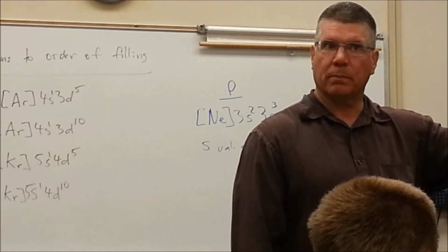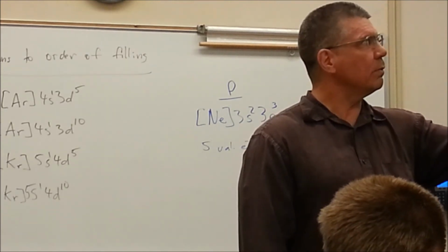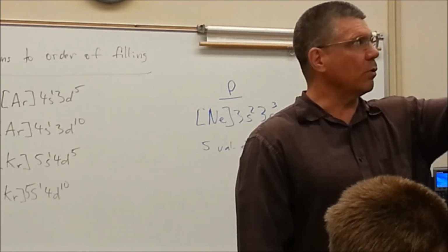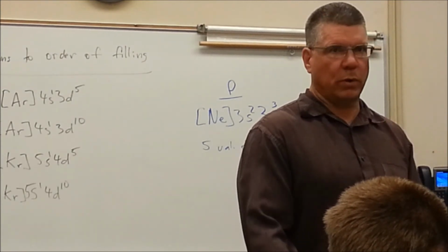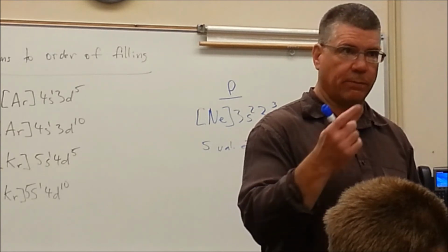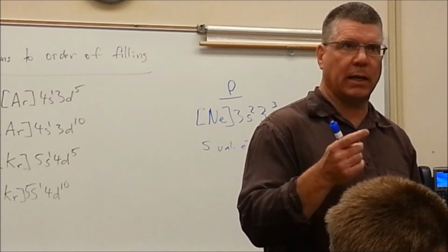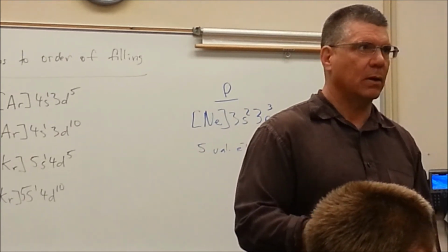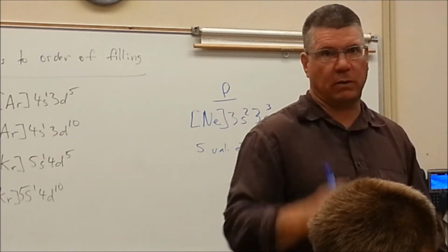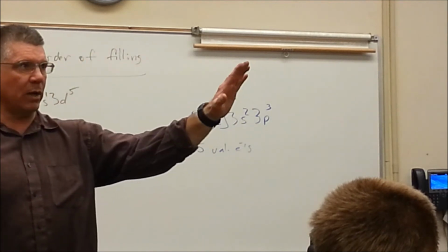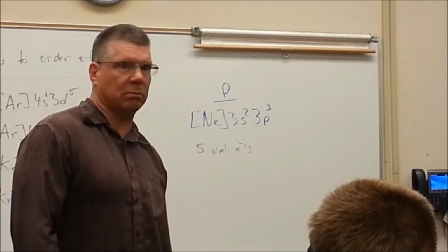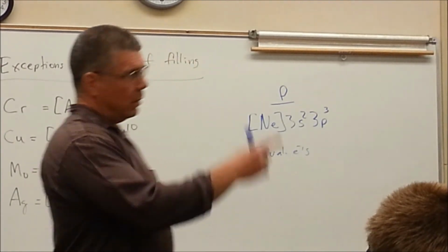Beneath carbon, 4. Nitrogen, 5. Oxygen, 6. Fluorine, 7. Now, when we get to noble gases, they're all going to be 8 except for helium, right? Why doesn't helium have 8 valence electrons? Because it only has 2 electrons. So it has 2 valence electrons. That's a real quick way to look at the periodic table and figure out how many valence electrons some neutral atom has.